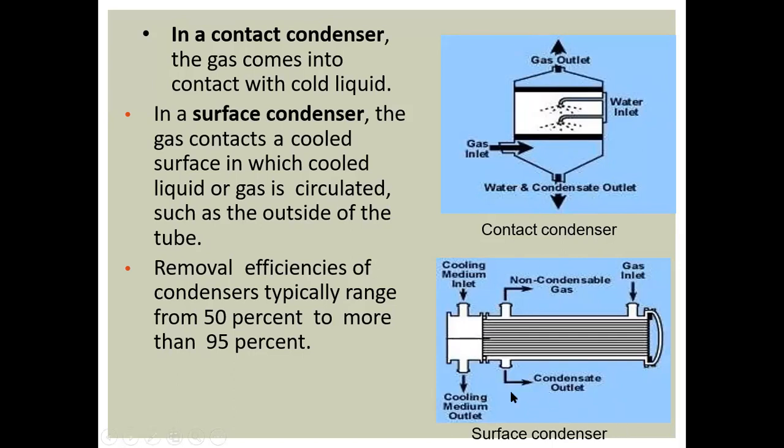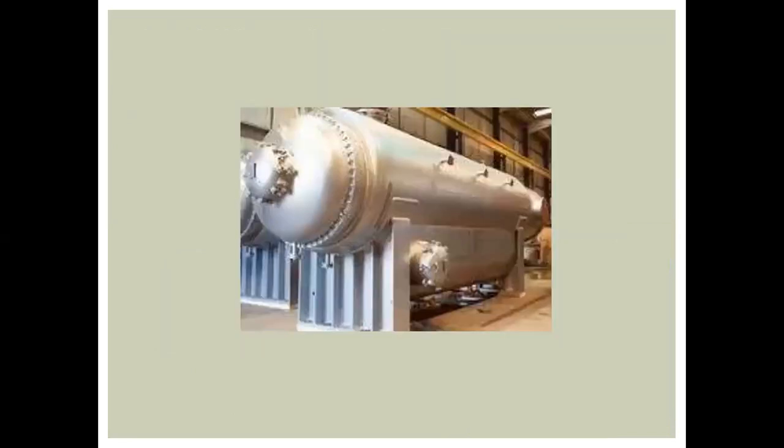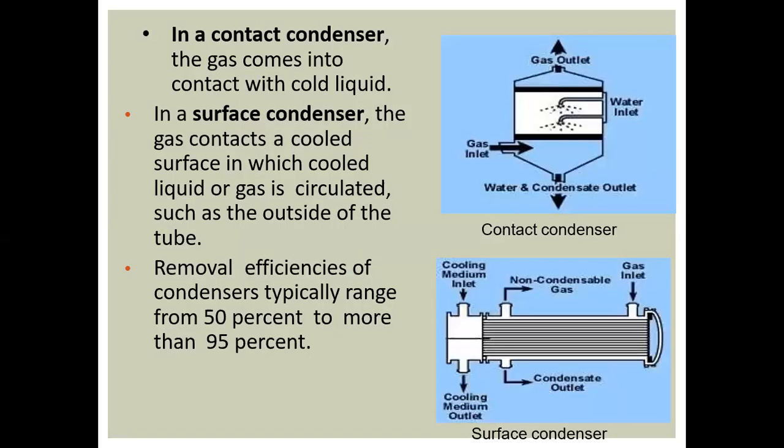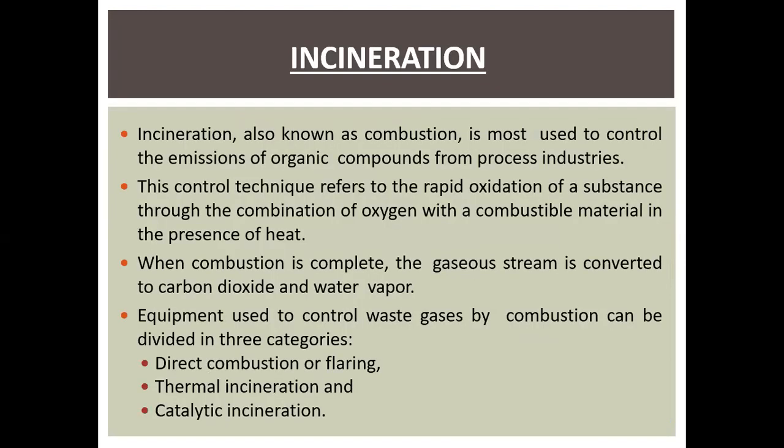In a contact condenser, the gas comes into contact with the cold liquid, and in a surface condenser, the gas contacts a cool surface in which cool liquid or gas is circulated, such as the outside of a tube. The removal efficiency of condensers typically ranges from 50% to more than 95%. As you can see, this is the contact and surface condenser.